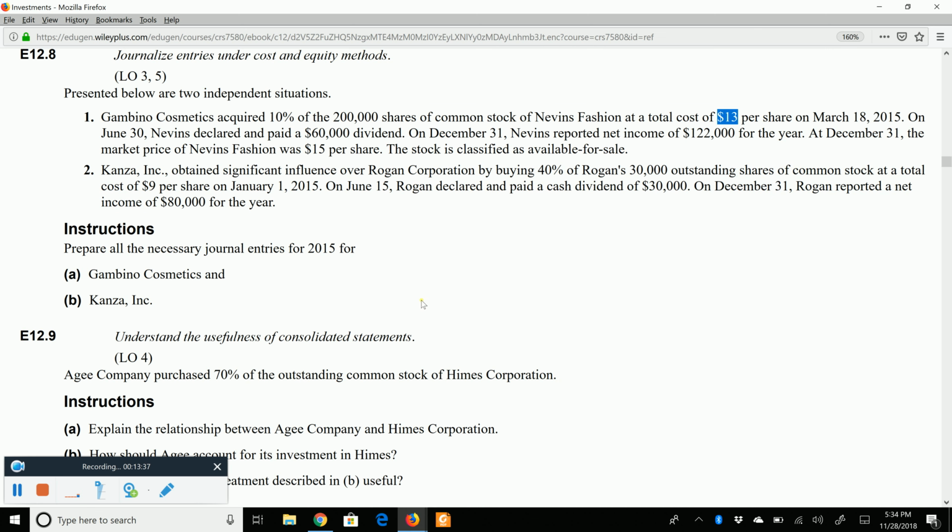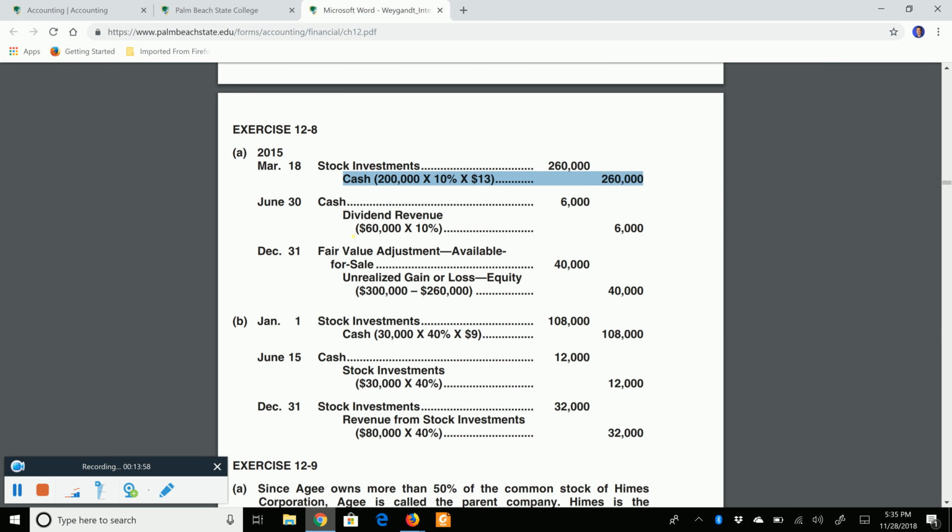Now what happens? As we own the stock, on June 30th, Nevins declared and paid a $60,000 dividend. Now, once again, that's $60,000 in total to all the stockholders. Well, how much of the $60,000 is ours? Well, what percentage of the stock do we own? 10%. So if you come back here, you can see 60,000 times 10%, or $6,000 is our dividend check. So we will increase the cash account with a debit. And as I just showed you in exercise 12-5, when we use the cost method, we will credit dividend revenue when we receive a dividend.